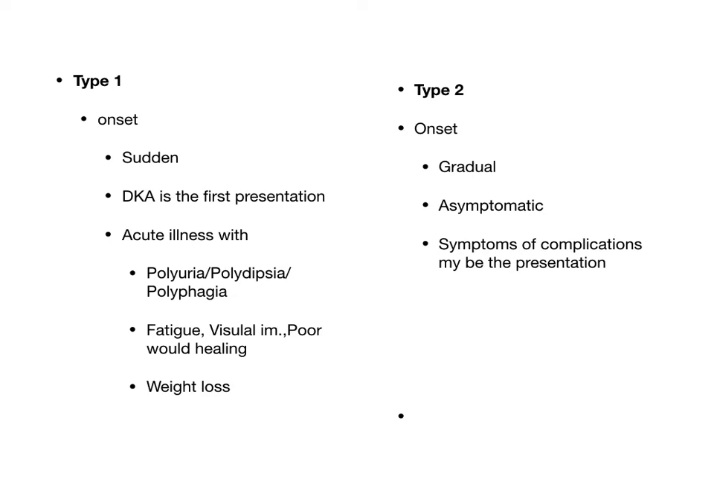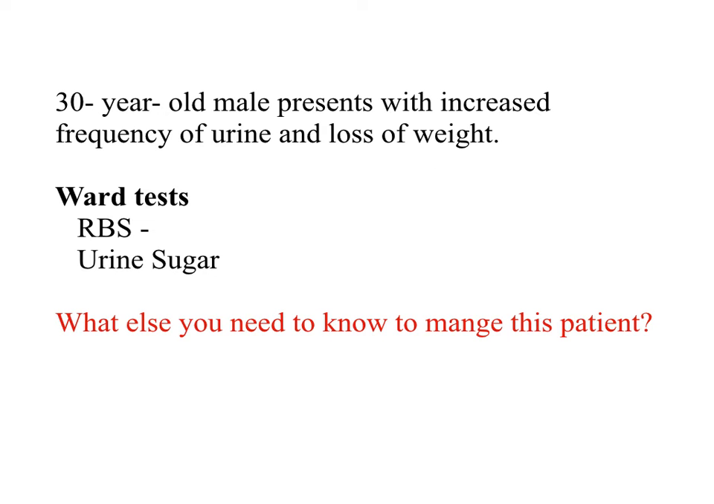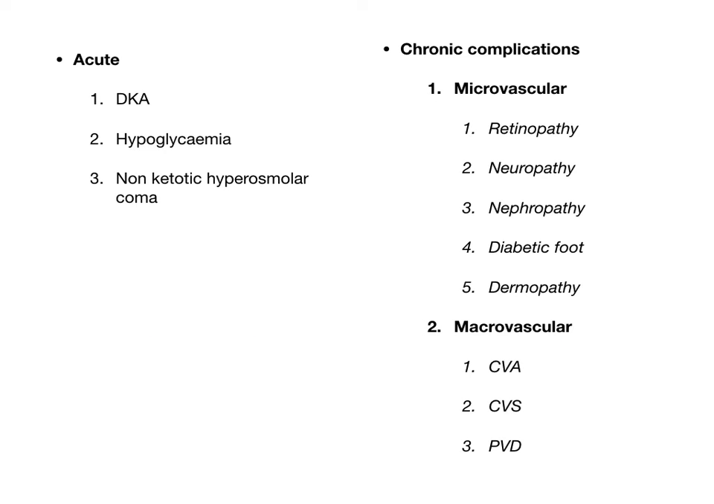So diagnosis alone is not enough in these patients. In addition to blood sugar and urine sugar, what other things do you want to know about these patients? It's a long-term disease, and it's a multi-system disease. It affects many organs. So once you diagnose this patient, you should know what other complications the patient has developed up to now. Complications of diabetes are of two types: acute complications and chronic complications.